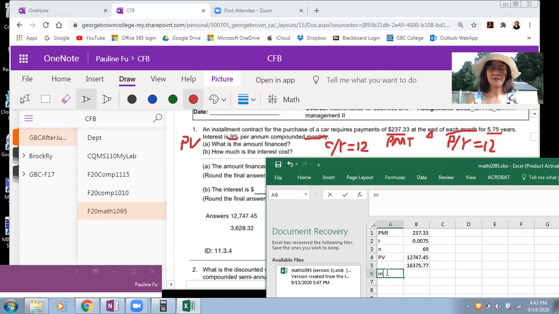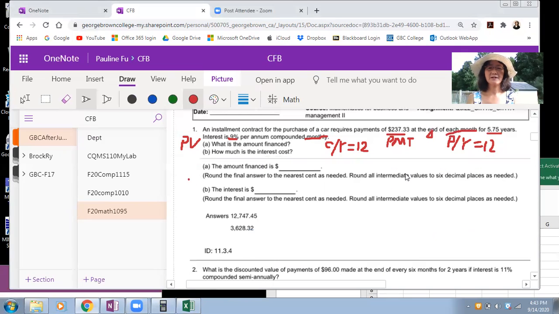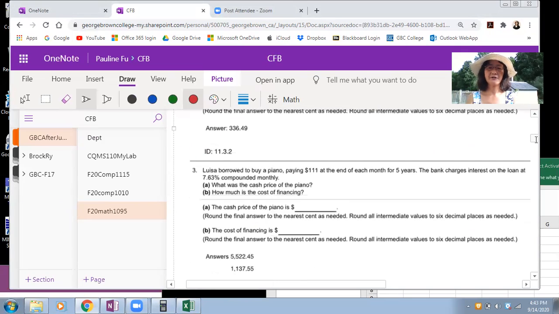So interest is just the difference between these 2 numbers, between the total payment, okay, and the present value. That is the interest, $3,628. Okay. So that is this question. Okay. Next, move to next question.